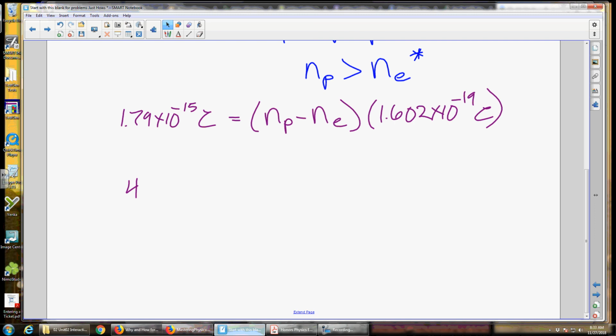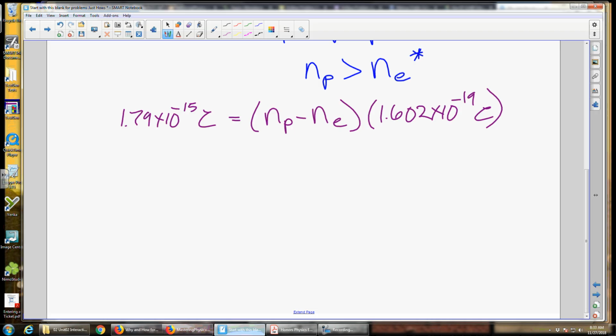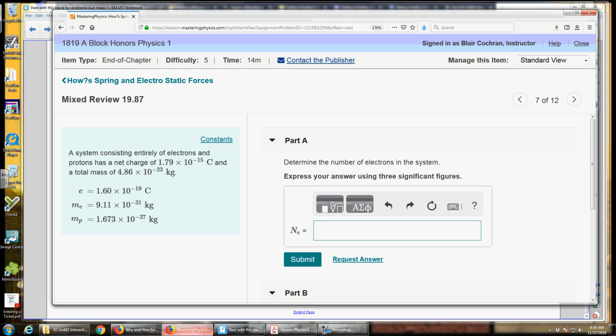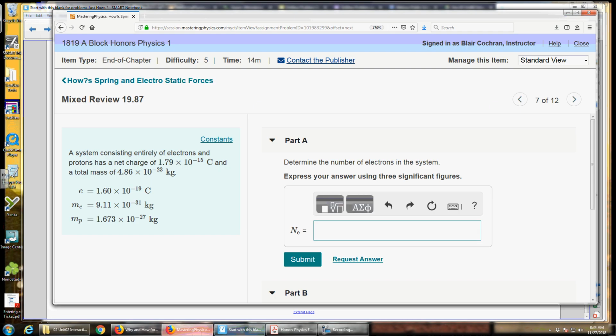So we need a different color for this. Equals number of protons times the mass of a proton, 1.673.